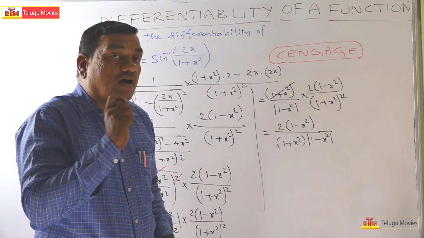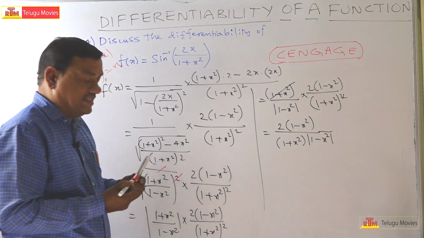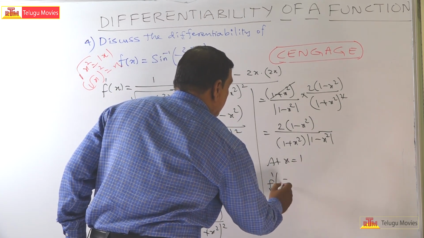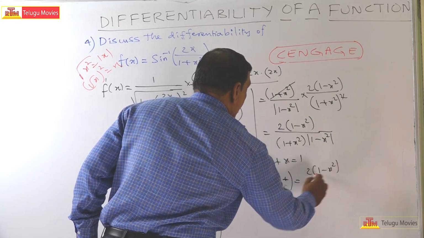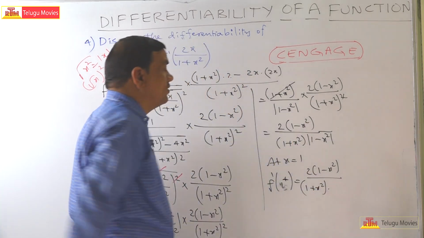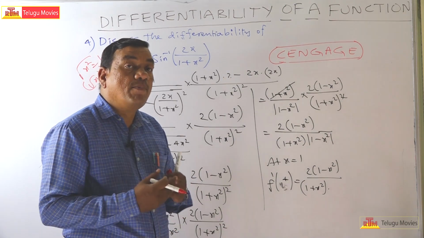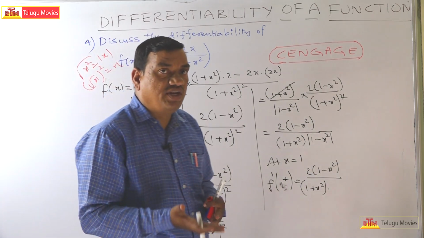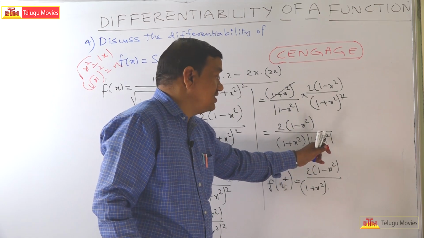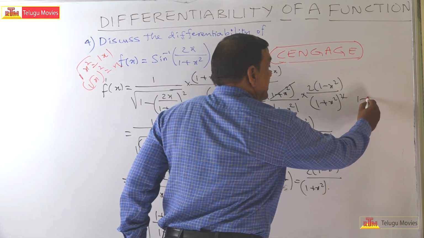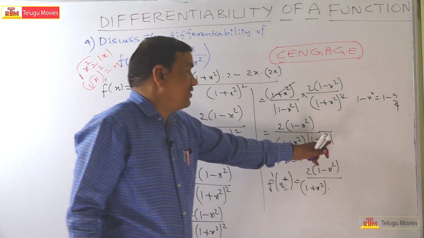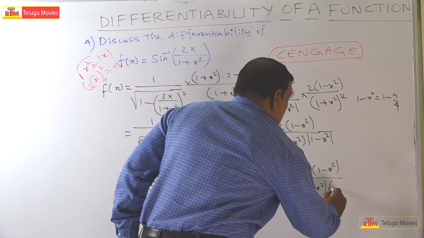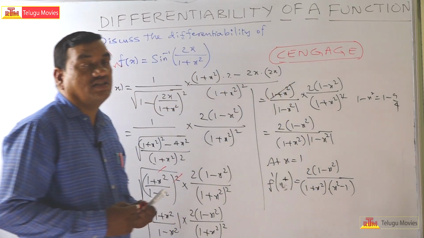Now I am going to check the differentiability of this function at x is equal to 1. That is f dash of 1 plus, which is 2 times (1 minus x square) upon (1 plus x square) into modulus of (1 minus x square). Here, 1 plus means we are approaching values greater than 1. Take any one value, for example 3 by 2, 1.5. If you put 3 by 2, x square is 9 by 4, so 1 minus 9 by 4 will become negative. The modulus of a negative will become x square minus 1. Understand this? x square minus 1.